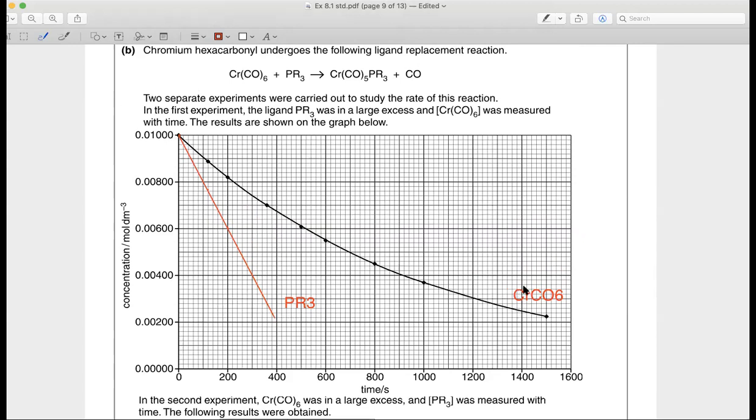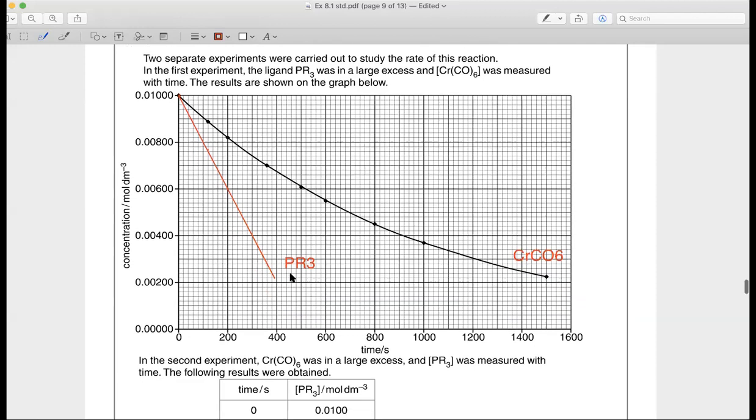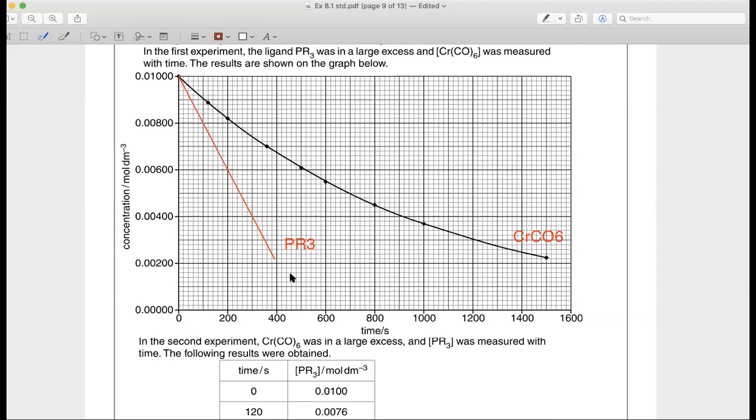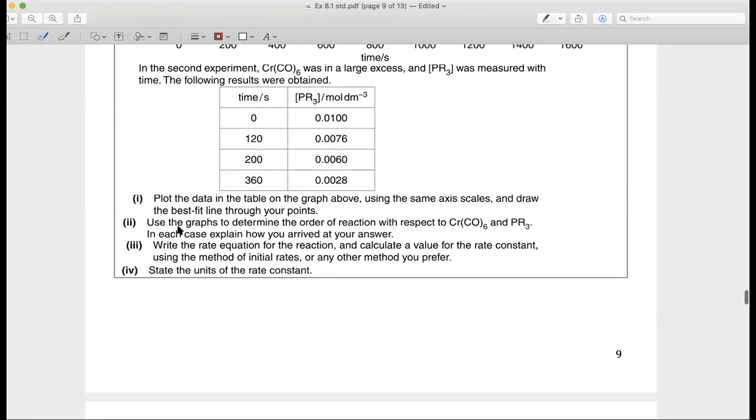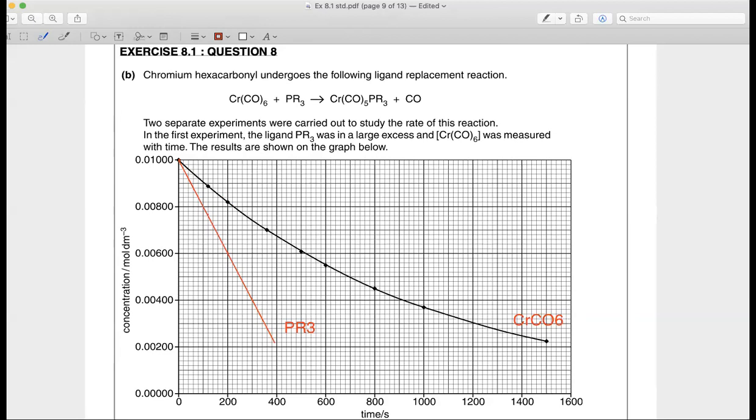Okay, for chromium, I know it's a curve, but remember, first order and second order are both curves. So you cannot just assume that because it's a curve, it's the first order. No, you have to do some calculation. In each case, explain how you arrived at the answer. Okay, for PR3, it's easy, right? Because PR3 is a straight line. That means, what do we know about the straight line?